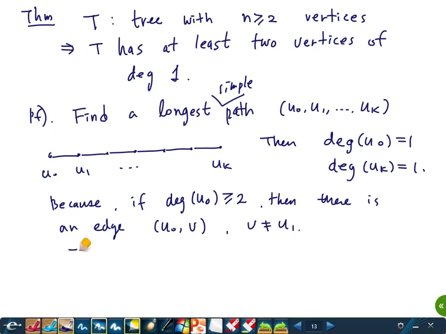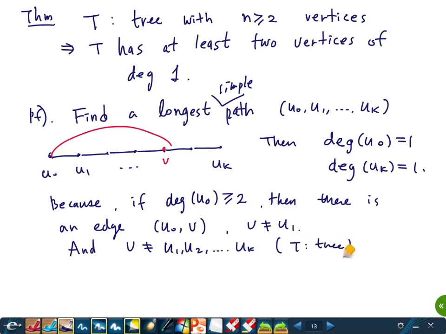And v cannot be one of these. Not just this, u1, u2, all of this. Because if v is somewhere here, then we have two simple paths from this vertex to this vertex, this and this. That's a contradiction to a tree. T is a tree. Otherwise, we have a cycle. Whenever we have a cycle, there are two different paths violating the condition of a tree.